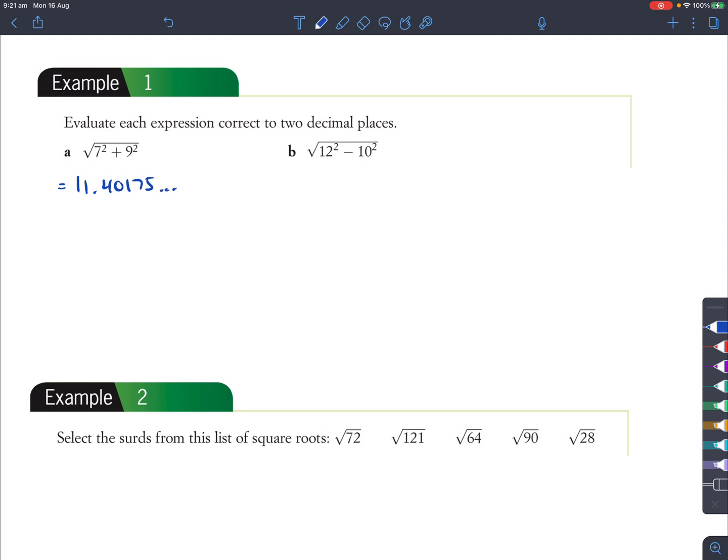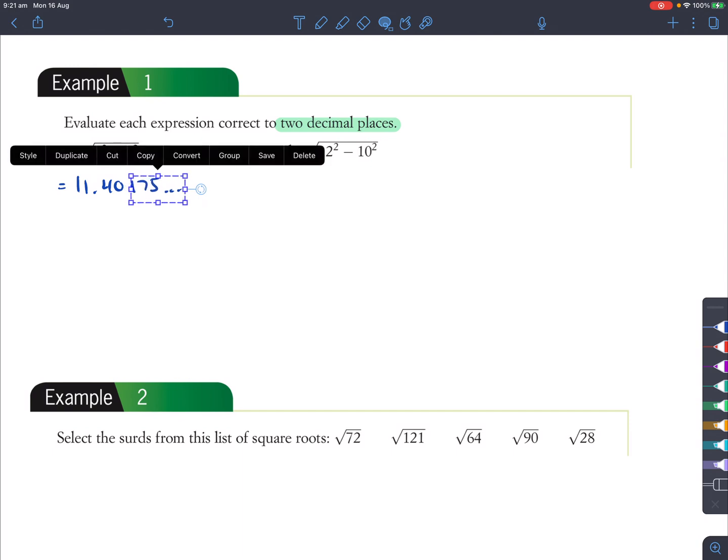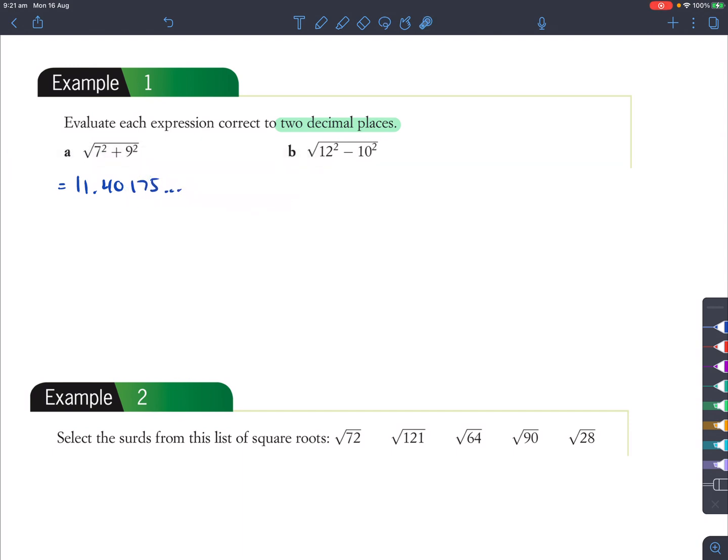But the question says round to 2 decimal places. So if you want to round to 2 decimal places, what that means is you want to keep 2 numbers after decimal place, and you want to see if the third number, so what I do is I draw a line there, this third number here tells you what to do with that second number. Okay, so only the second number changes, or might not change, depending on what that third number is. So if that third number there is 5 or above, okay, 5 or above, means round up, okay? If it's below 5, that means round down.